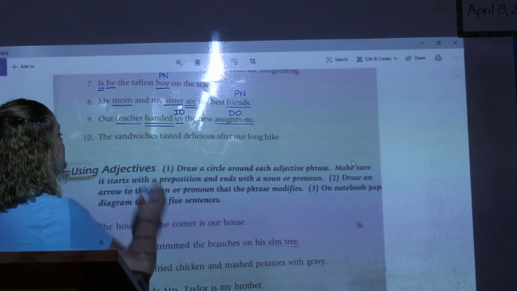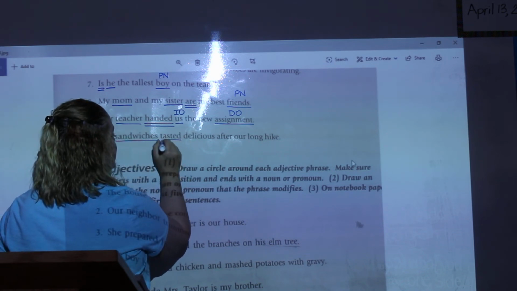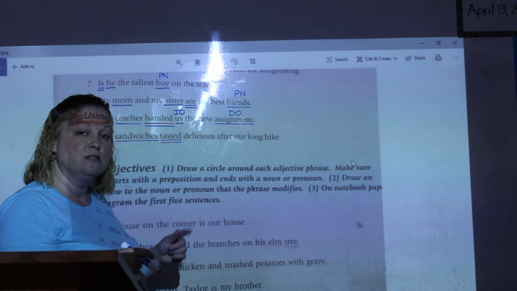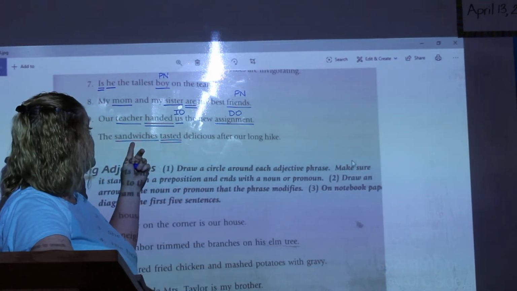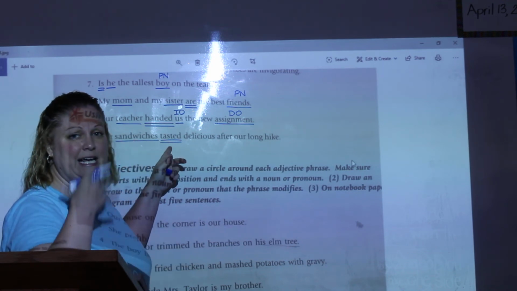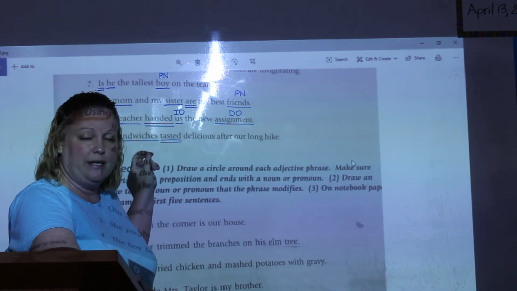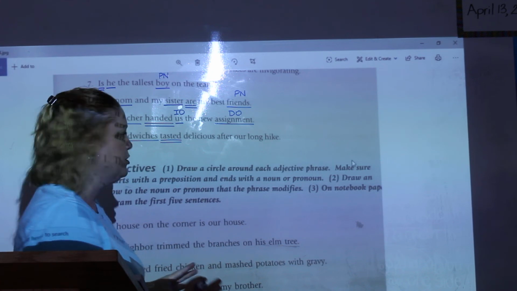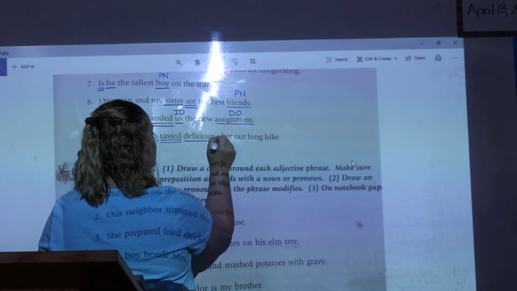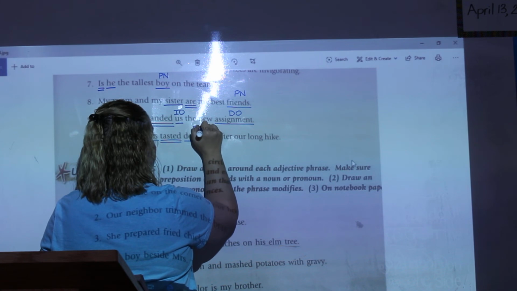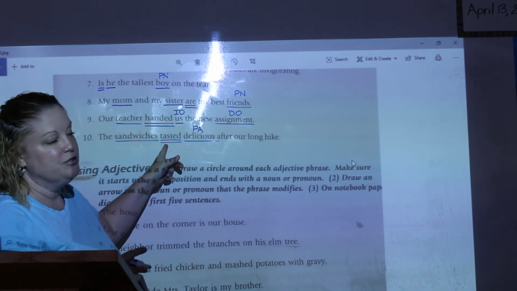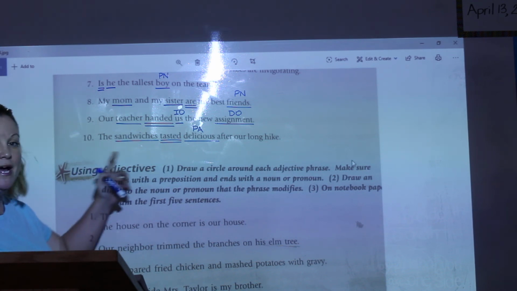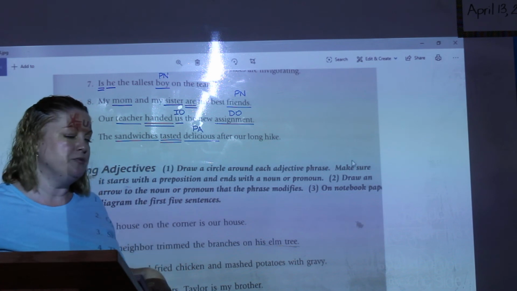All right, and then number 10, the sandwiches tasted. And we have to remember, this could be action or linking, so we've got to look at how it's used. Is the sandwich, or are the sandwiches, physically tasting something? No, that would not make sense. So it's not an action verb, it's a linking verb. We're looking for a predicate adjective here. Okay, tasted delicious. This is used as a linking verb in this case. If you got anything incorrect, go ahead and change that, and hopefully the explanation made it more clear to you.